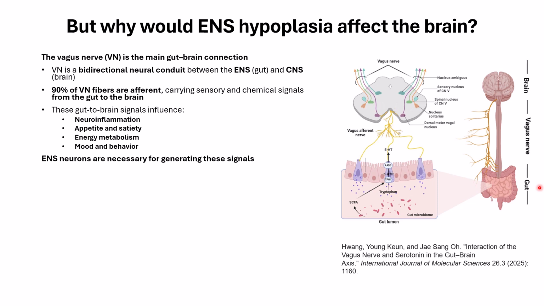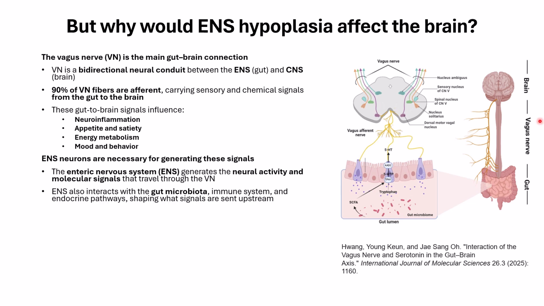And the ENS neurons are necessary for generating these signals. It generates this neural activity and molecular signals that will travel up here. It also interacts with the gut microbiota, the immune system and the endocrine pathways. All these signals are shaped traveling upstream. Again, if we follow the literature, we see that, interestingly, there seem to be gut microbiota differences in kids with ASD versus not ASD. And a lot of these other things, well, maybe this is all part of the same story of the enteric nervous system, the connection between the ENS and the brain, and how this would actually affect what happens in the brain.